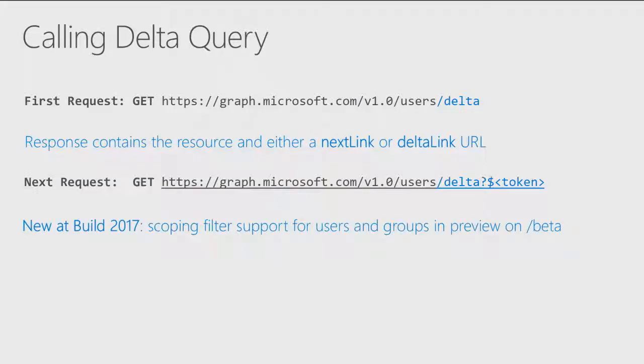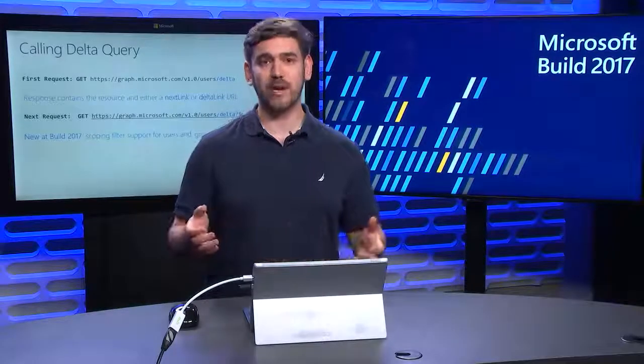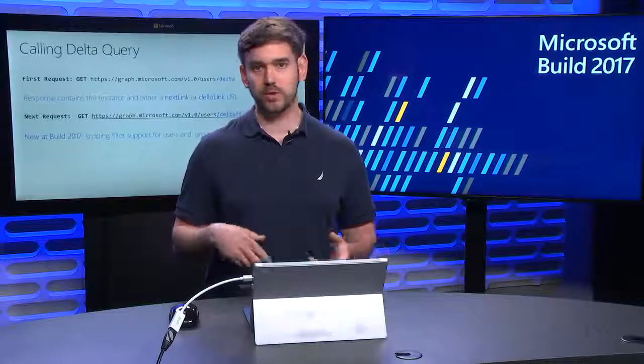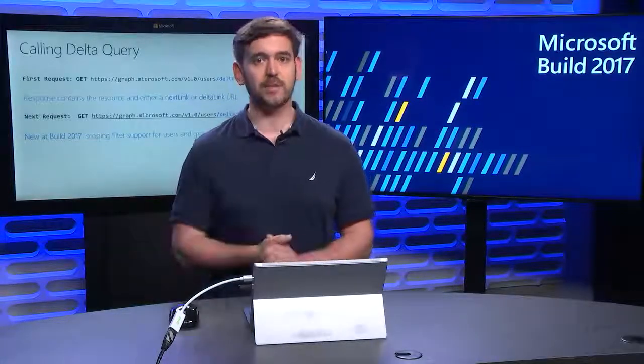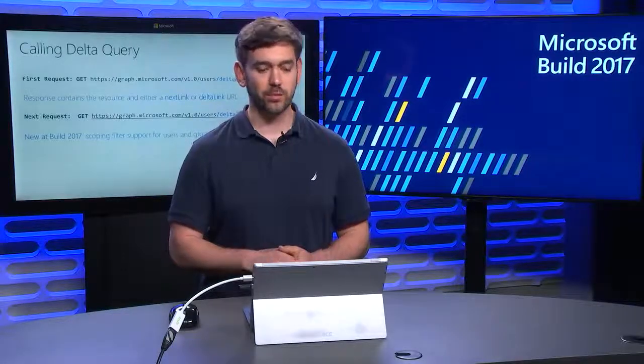We've also got, as of Build 2017, an exciting new feature. This is one of our most requested features for Delta Query, which is the ability to use scoping filters on users and groups in Azure AD. What this means is, in the past, you had to track changes across an entire Azure AD directory, which was really inefficient if your application was only in use by a handful of users or a few dozen groups. So by using scoping filters, you can track changes to specific users and groups, which is a really nice improvement.